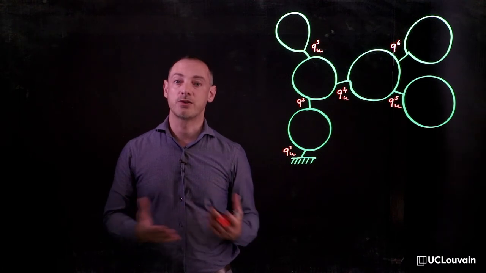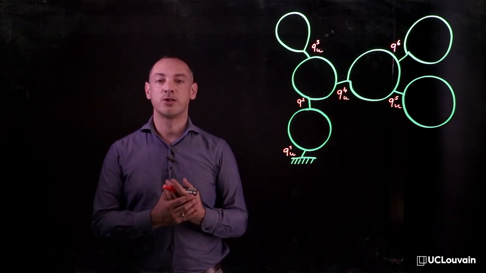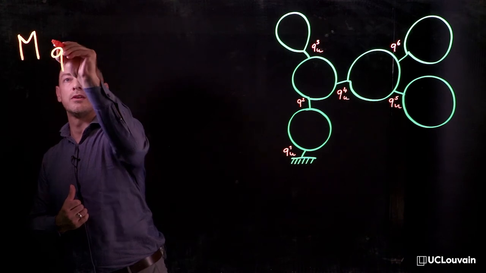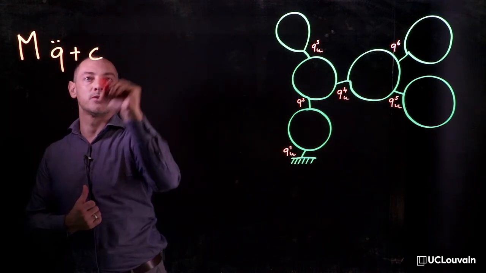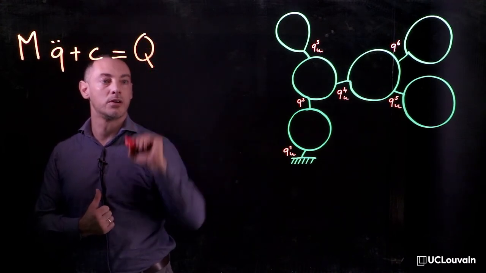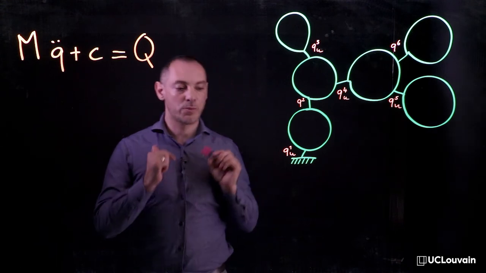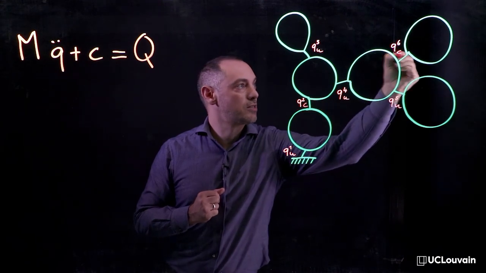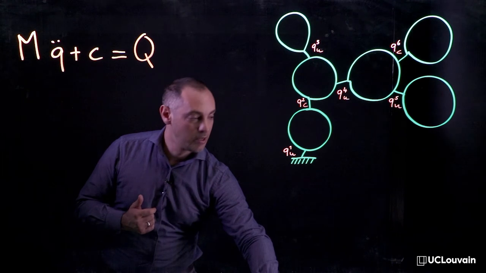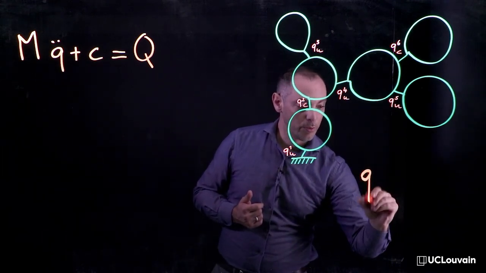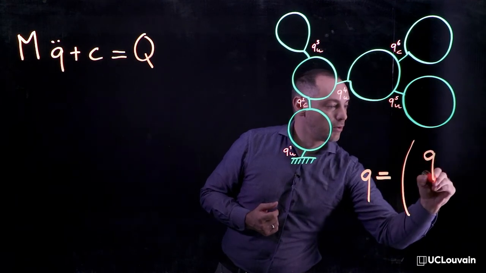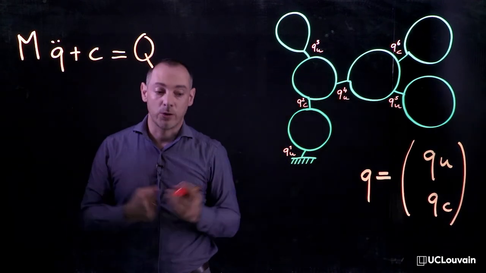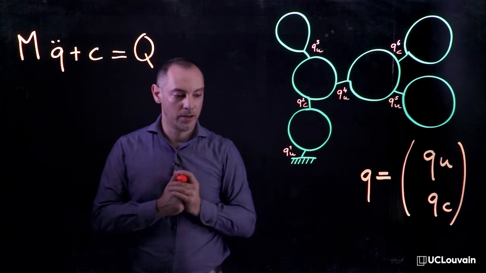Let's formulate the equations of motion. As a reminder, if there is no driven joint, they read mass matrix times Q dot dot plus vector C equal to vector Q. But if some joints are driven, let's say for example the joints number 2 and joint number 6, then, as previously said, the generalized coordinates Q will be partitioned with QU, QC. And the equations of motion will be partitioned accordingly.